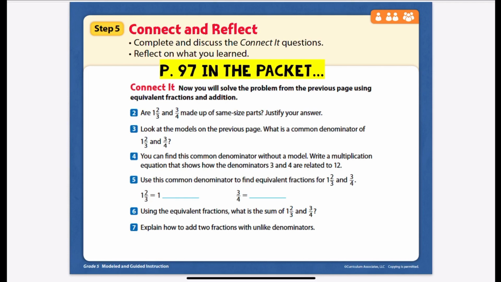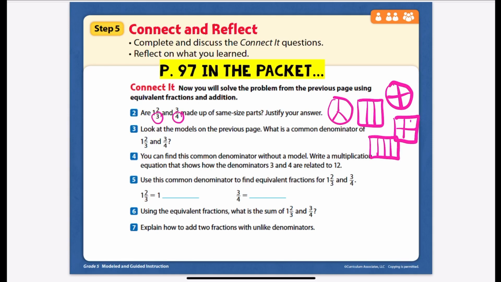The answer is no, they are definitely not. We know that because right here, if we look at the denominators, we can see that 1 2/3 is made up of thirds and 3/4 is made up of fourths, which are not the same size parts. A third would look like this or like this, and a fourth would look like this or this or that. Anyways, so definitely not the same size.